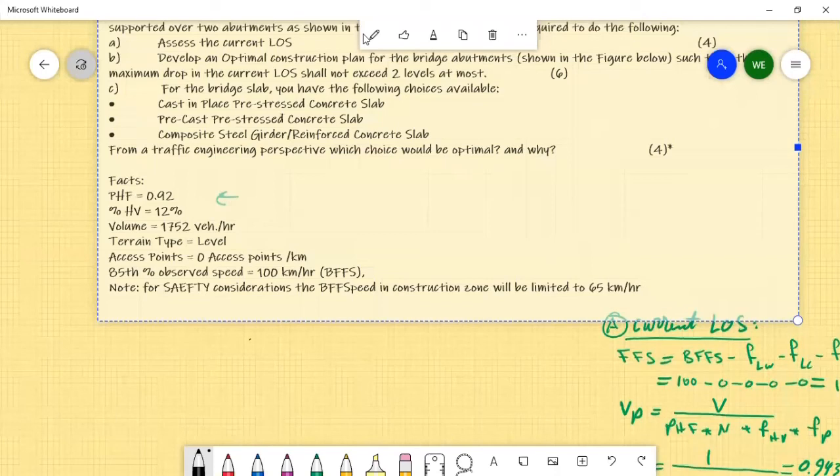Okay, I'm asking you. You know the difference between cast in place pre-stressed concrete slab or precast pre-stressed concrete slab, composite steel girder reinforced concrete slab? Yes, doctor. Okay. So in this case, which choice would you take? And why?